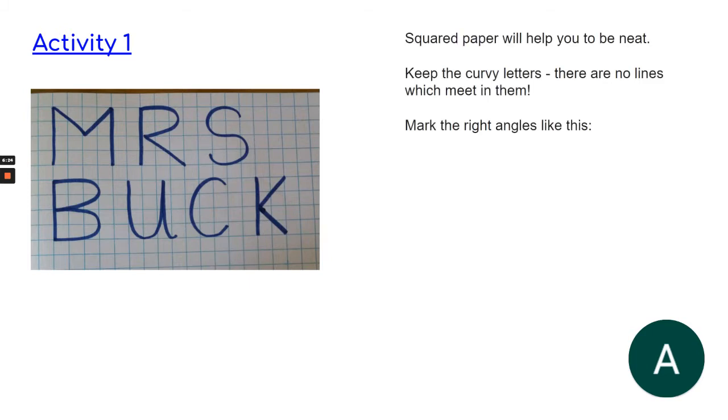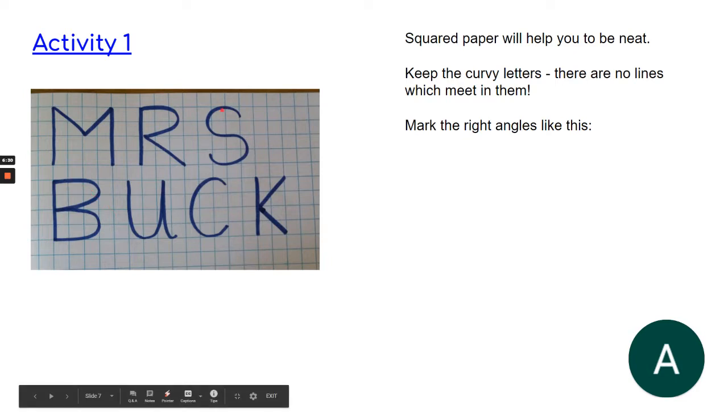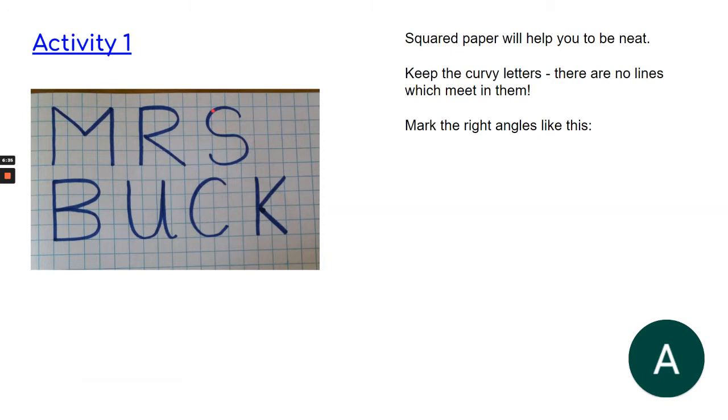Just to recap the activity, you're going to draw your name on paper and you're going to find the angles within your name. So there's a few things to remember. Squared paper will help you to be neat. I've kept the curvy letters. As you can see, there are no lines that meet. So there will be no angles in them. And you're going to mark right angles on your name like this.